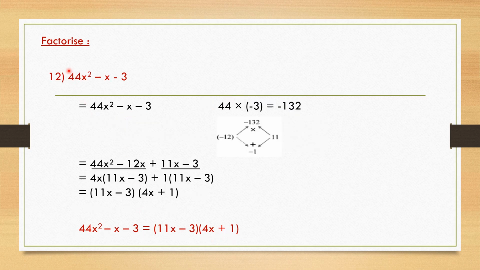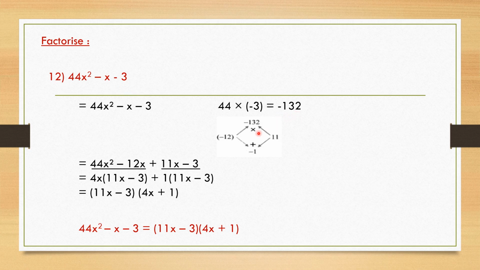This is the 12th sum. So here we have 44x squared minus x minus 3. So it's the same type of sum. So here we have 44 and the last is 3. So first we multiply 44 into minus 3, since the last term is minus 3, that we get minus 132.